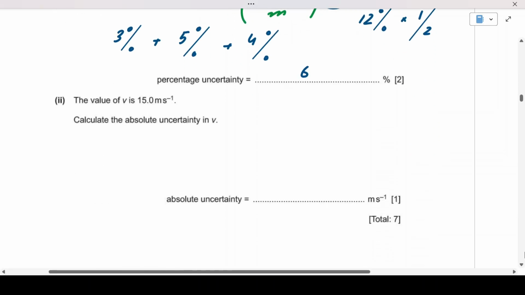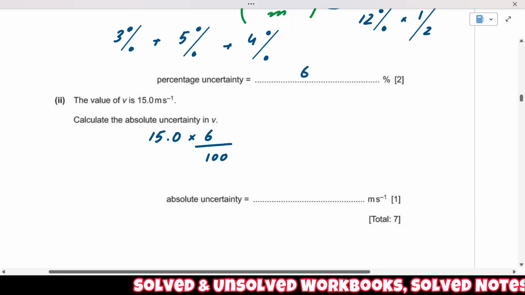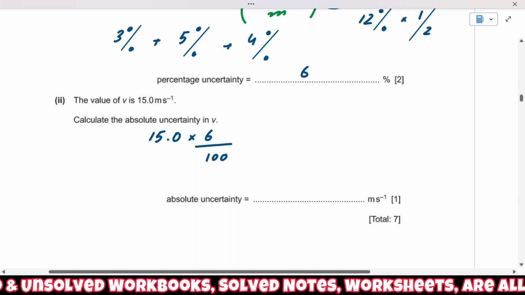The value V is 15.0. Calculate the absolute uncertainty in V. Okay, so we need to find 6% of 15.0. Multiply by 6 divided by 100. And I'll write this one on the calculator.